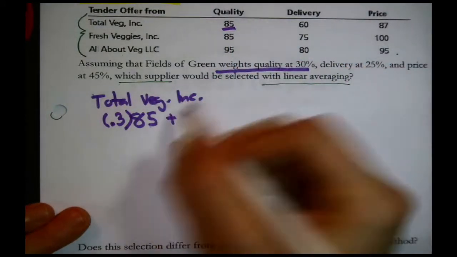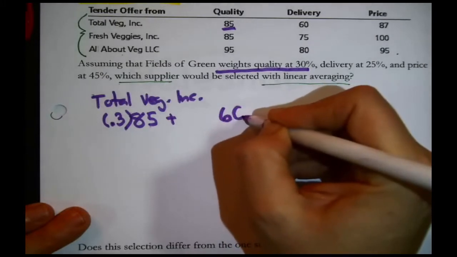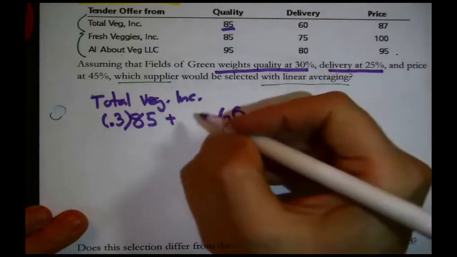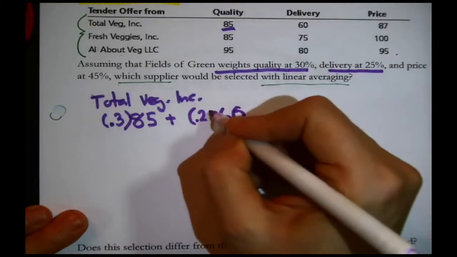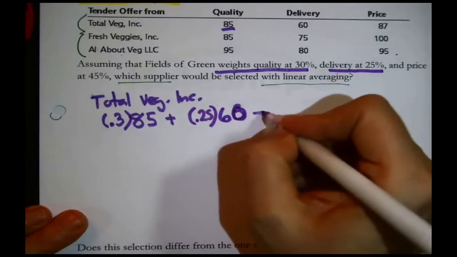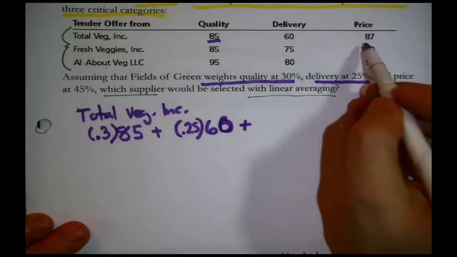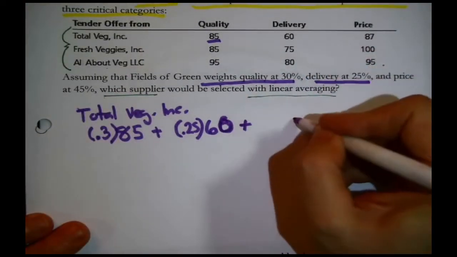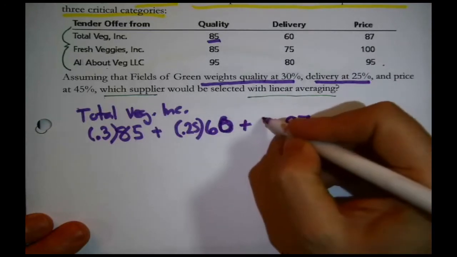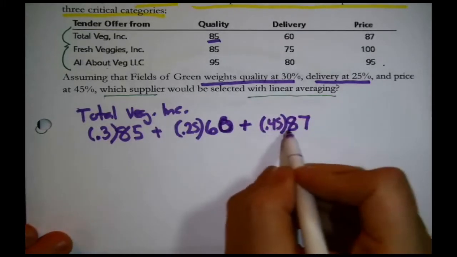Likewise, delivery. We've given them a score of 60. Maybe we're not that pleased with their terms for delivery, but delivery we're only weighting 25%, so we would take 25% of that score of 60. And then finally, price at 45%. For Total Veg Inc., we gave them a B plus, 87 on price, weighted at 45%, so we would take 0.45 of that.